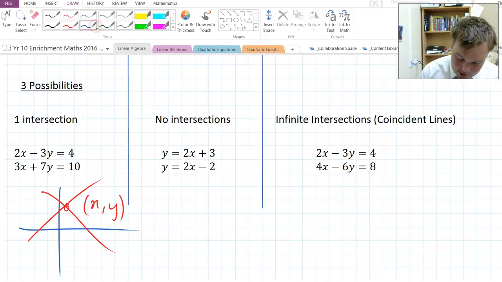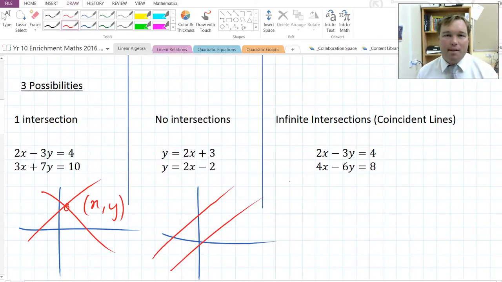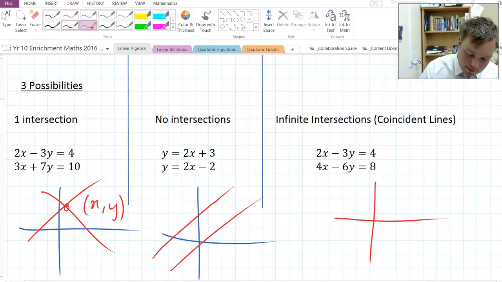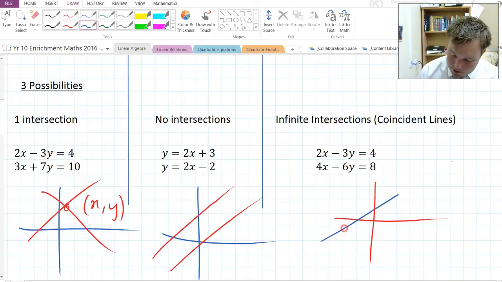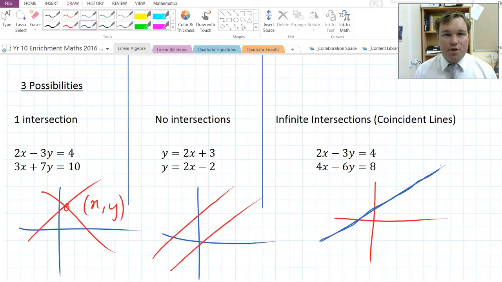Equally, it's possible to have a pair of lines on a Cartesian plane that are parallel and therefore have no intersections. Finally, it's possible to have a pair of lines on the Cartesian plane that are in fact the same line. This means they have infinite intersections, or the lines are coincident. So those are the three possibilities when we have a pair of lines on the Cartesian plane.